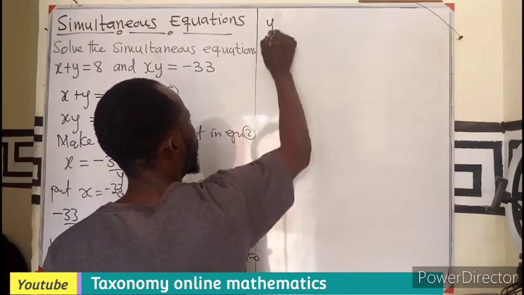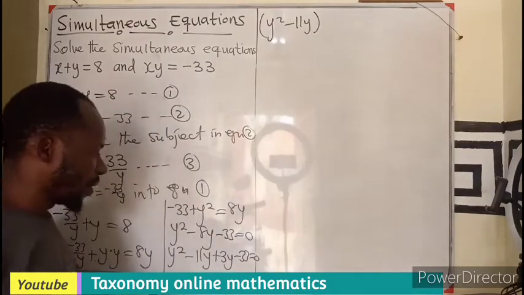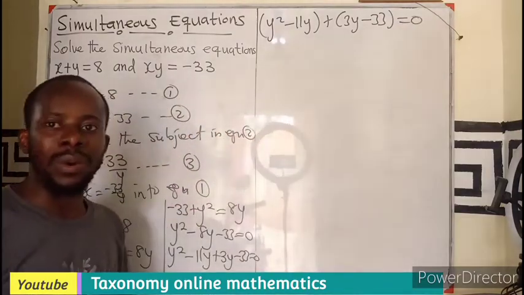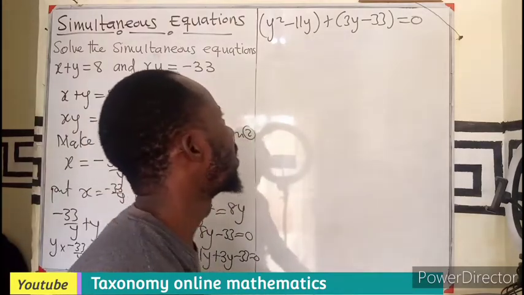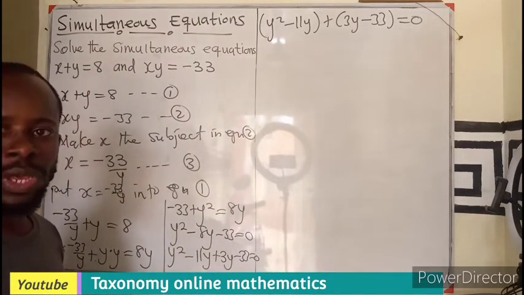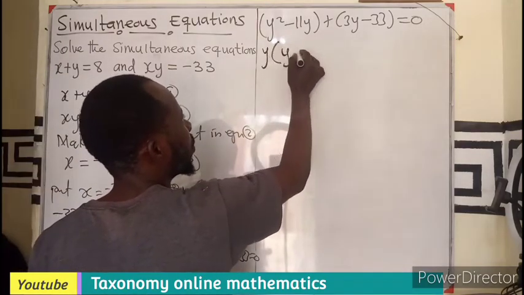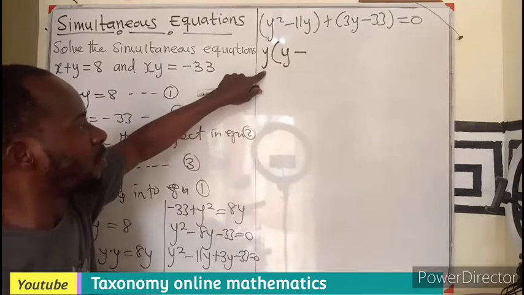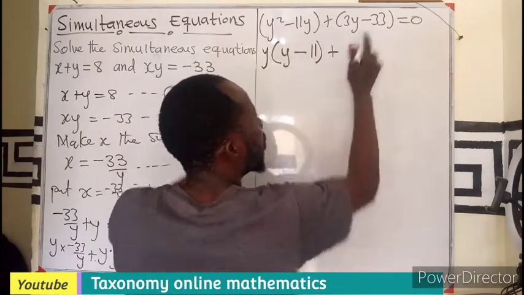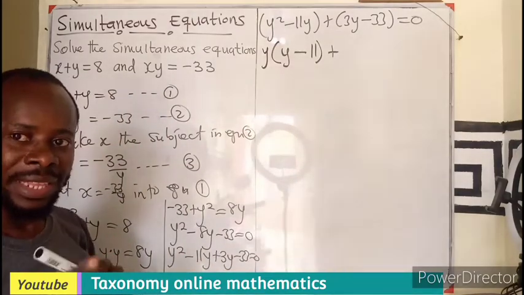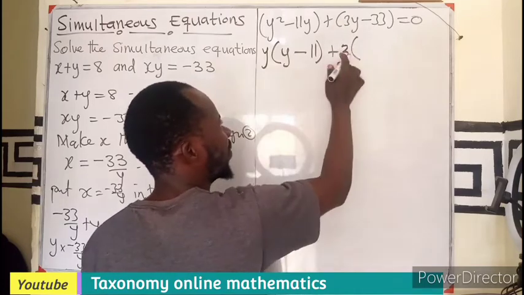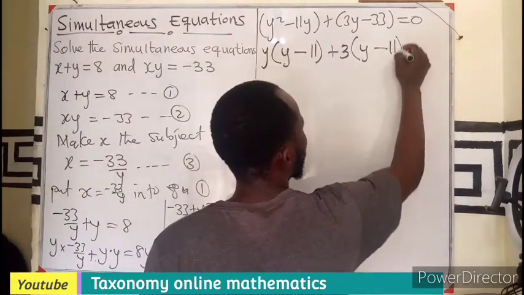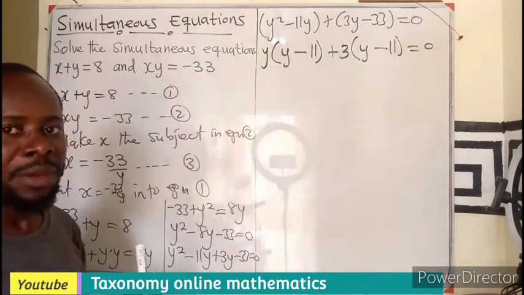So let's group the first two, y squared minus 11y, and then the other two, 3y minus 33, also equals 0. Now let's find the common factor. The common factor of y squared and 11y is only y. So y into bracket, y minus 11, since y squared divided by y gives y and 11y divided by y gives 11. The common factor for 3y and 33 will be 3. Let that 3 be outside. Divide this by 3, you'll be left with y, and 33 divided by 3 gives 11, all equals 0. You can see the brackets are the same, meaning that is a common factor.